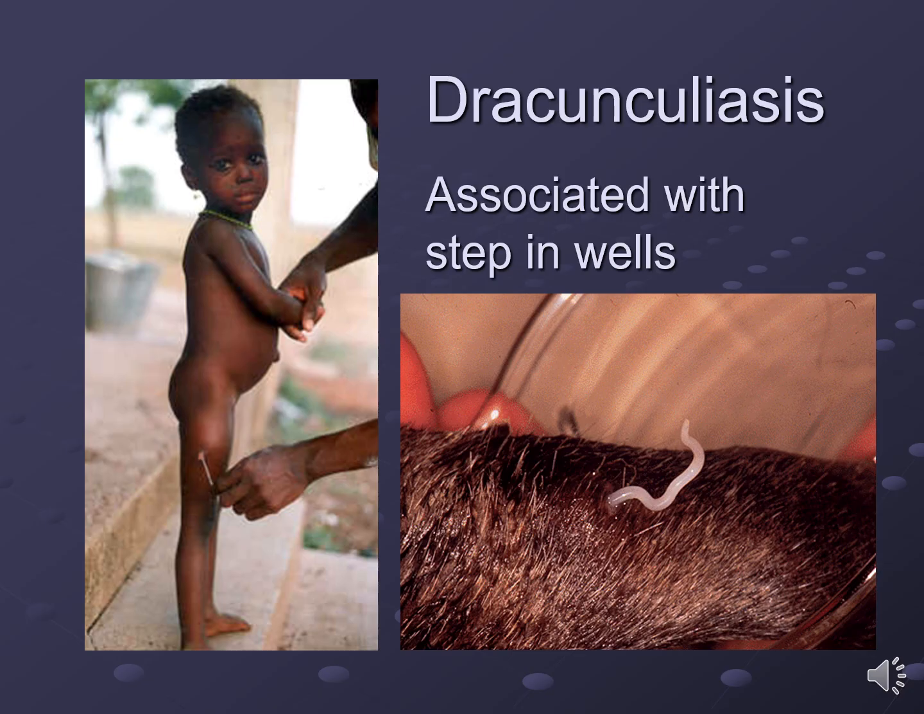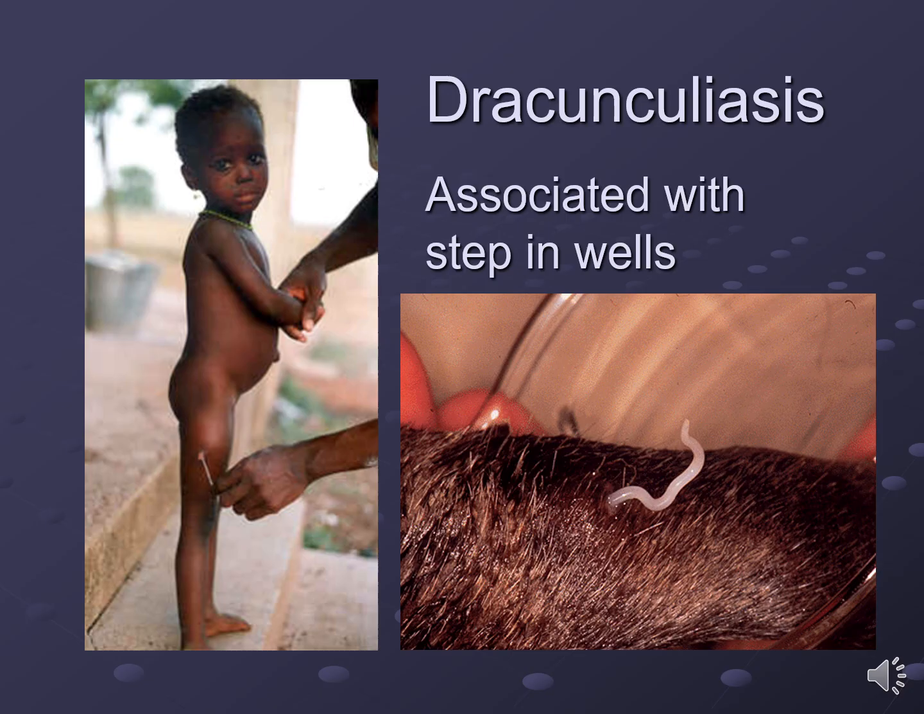And the gravid female will stick out its tail next to the skin, and in the aquatic environment it produces a blister, and it breaks the skin of this blister to deposit the larvae in the water of the step-in well. And as people come to get the water and use the water of the well, they ingest it actually. And upon ingestion, it goes again back to the lower extremities.